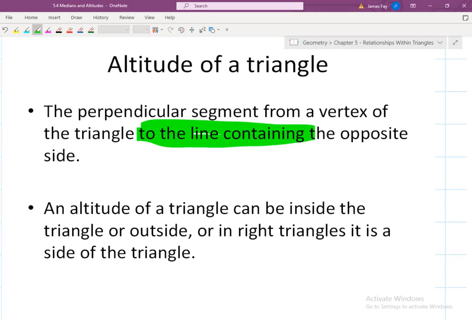All right, so an altitude of a triangle can be on the inside, can be on the outside, or it can be on the triangle. One thing about that last bullet is if I find an altitude and it is on my triangle, that tells me I've got a right triangle. Or if I have a right triangle, I automatically know two of my altitudes. Think about why that's got to be the case. By definition, an altitude is the perpendicular segment from a vertex of the triangle to the opposite side. Well, think about a right triangle.